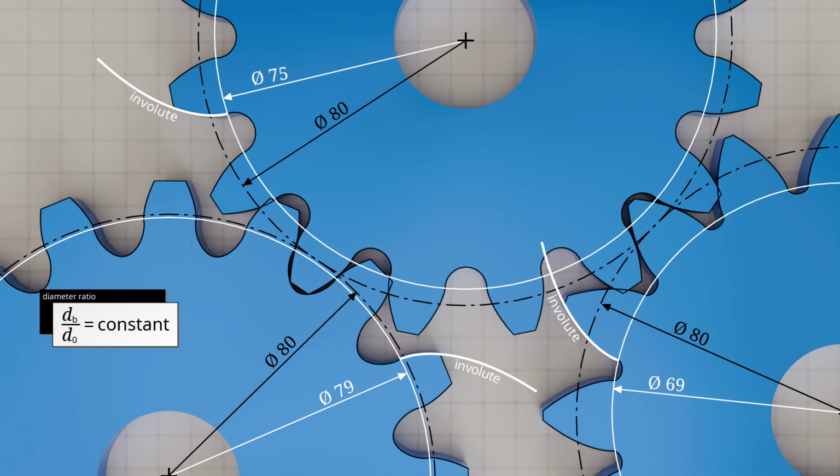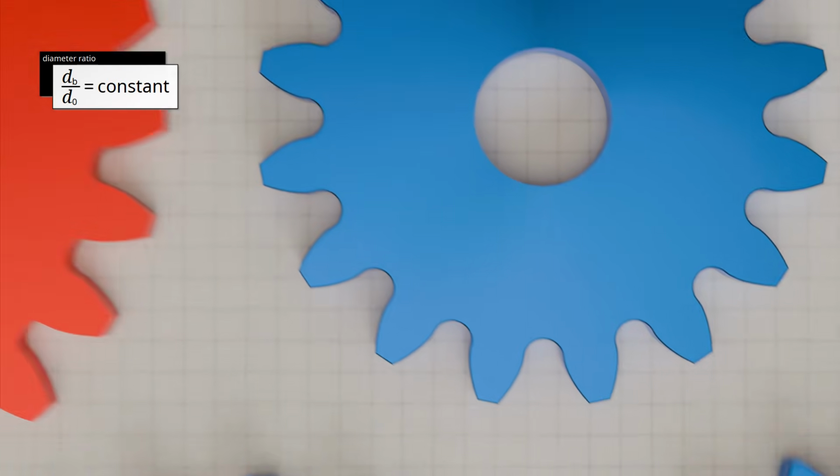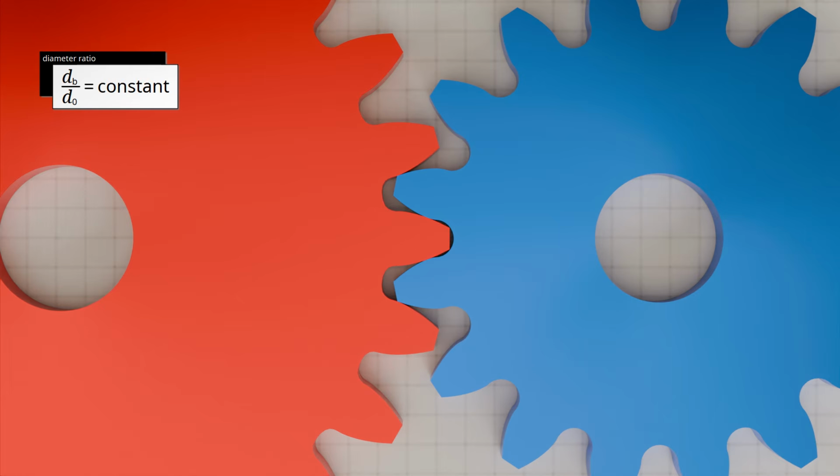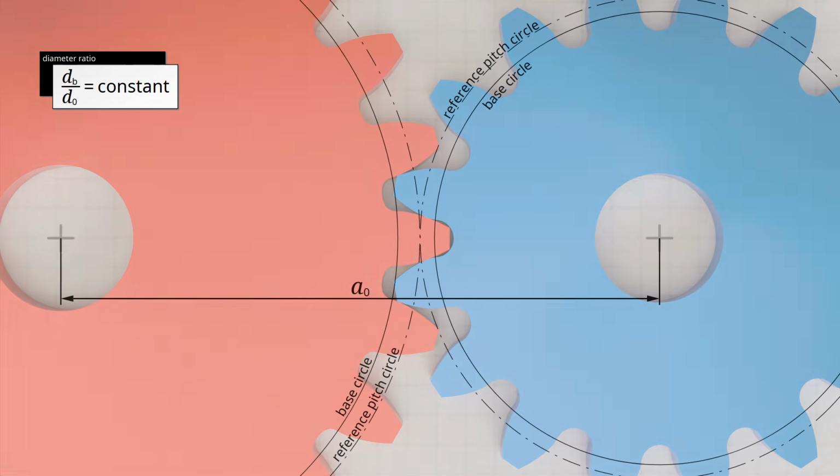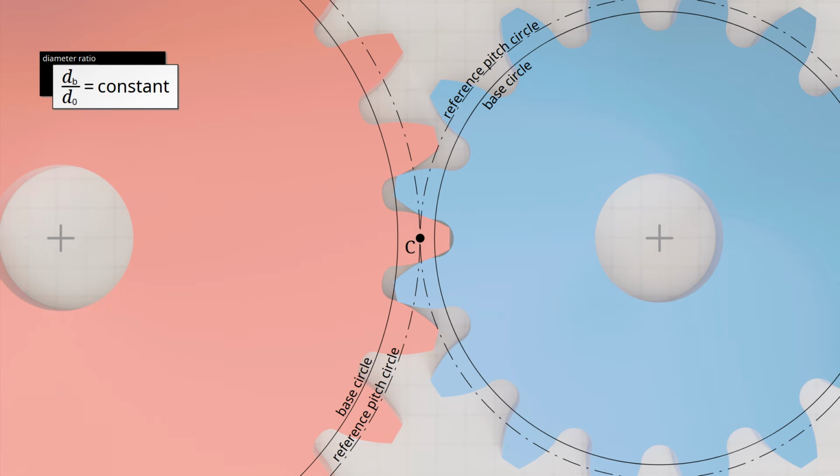The ratio of the base circle diameter to the reference pitch circle diameter is obtained by pairing two non-profile shifted gears without backlash. The center distance is then equal to the standard center distance A0, and the reference pitch circles of the two gears just touch at the pitch point C.